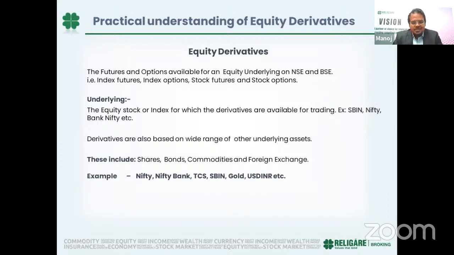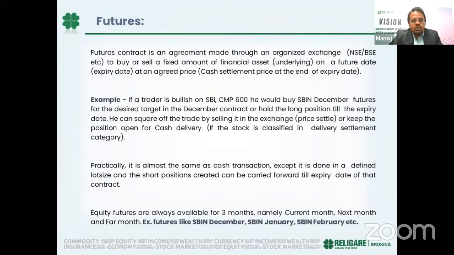This is precisely for equity, but obviously the options and futures instruments go for any underlying. It can be a commodity, a currency, or bonds. So just like the examples that we have mentioned, this is a simple slide wherein we have taken a stock here, SBI, with the current market price of 600.